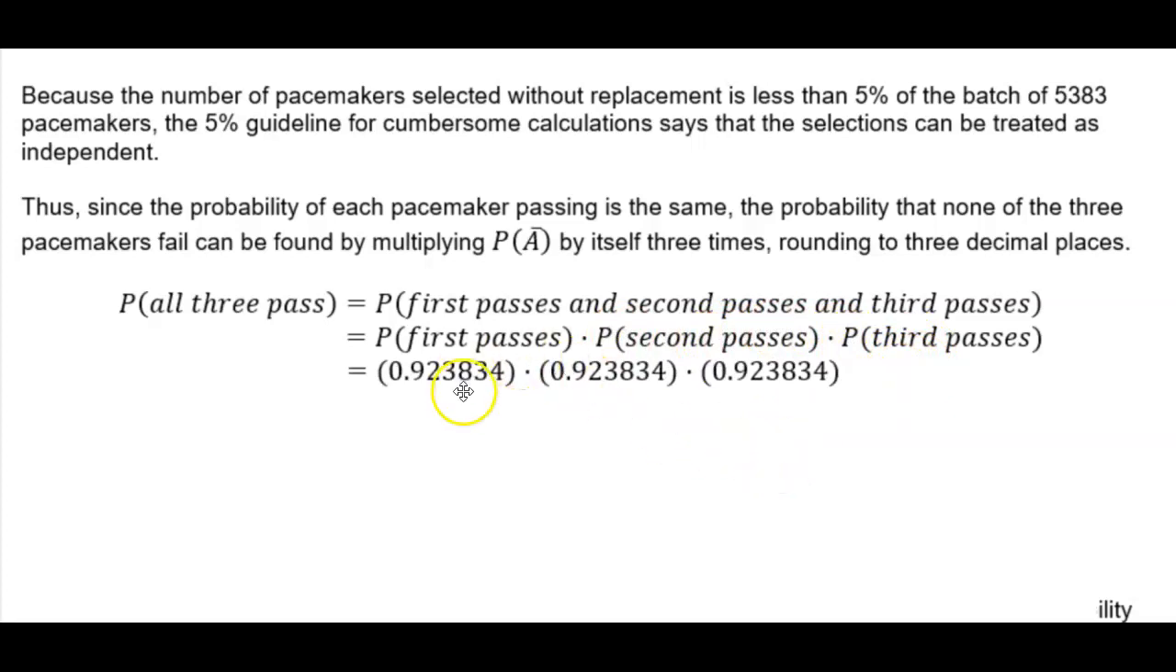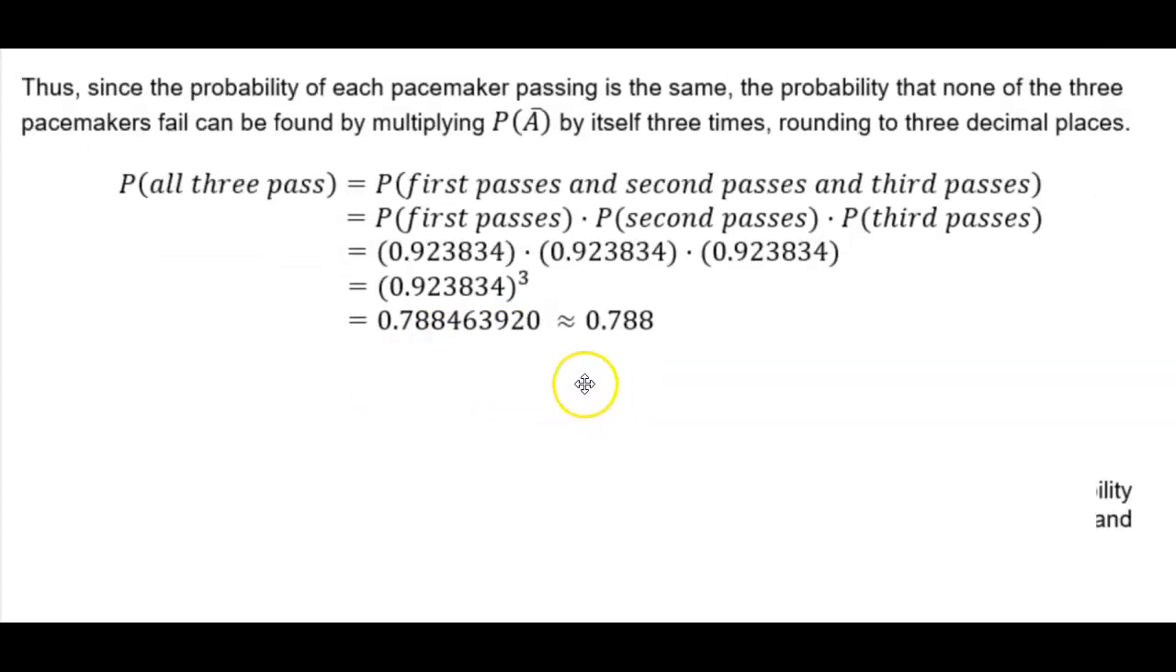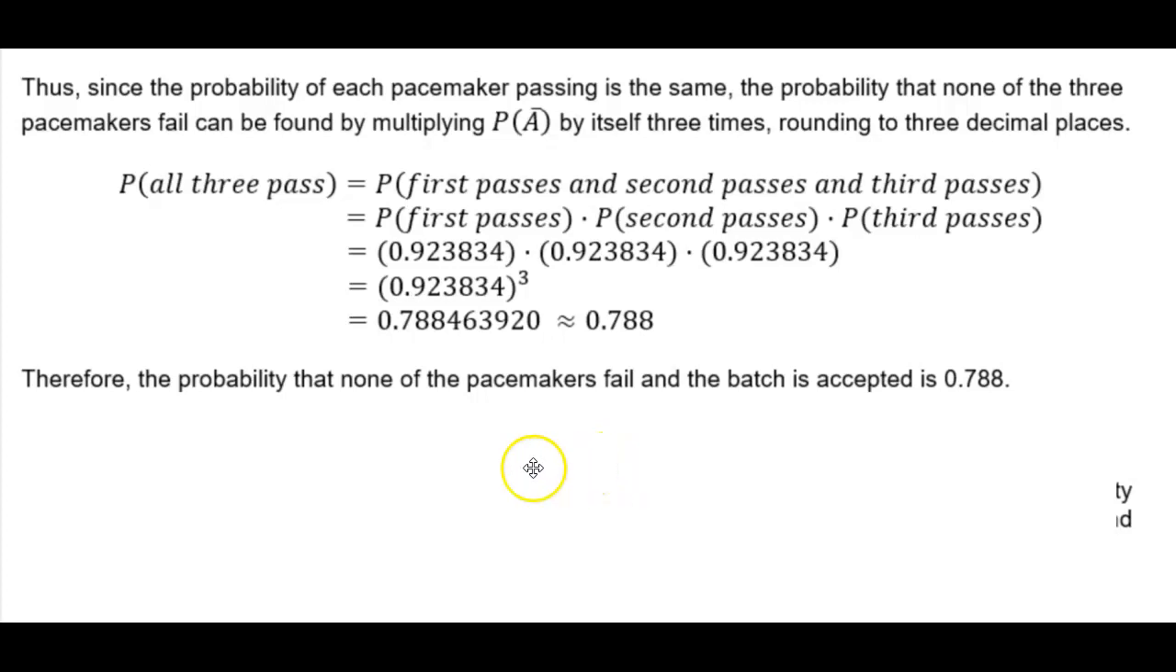Well, the value that it passes is 0.923834 multiplied by the same number and then multiplied by the same number, 3 times, which is the same thing as saying this number raised to the 3rd power. So when we raise it to the 3rd power, we get 0.788469390, and then rounding it to 3 decimal places gives us 0.788. Therefore, the probability that none of the pacemakers fail and the batch is accepted is 0.788.